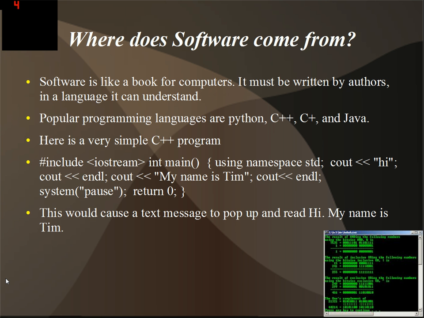Where does software come from? Software is like a book for computers. It must be written by authors in a language it can understand. Popular programming languages are Python, C++, and Java. Here's a very simple C++ program I made. I'm not going to read that out. If it's compiled and put into an exe file, then you can click on it and it would run this program. This would cause a text message to pop up and read, "Hi, my name is Tim."